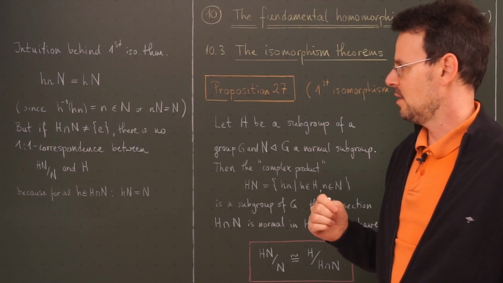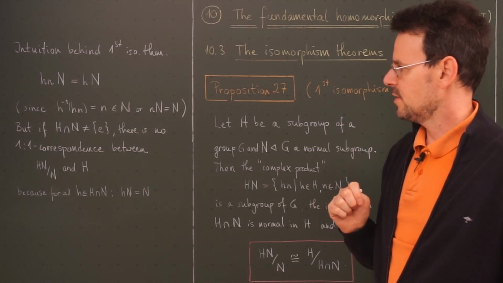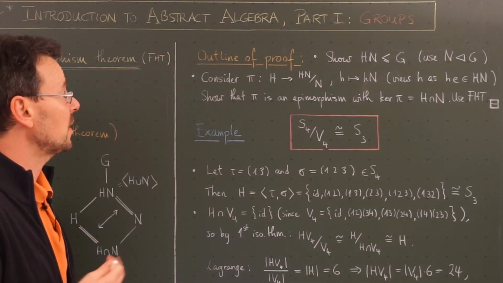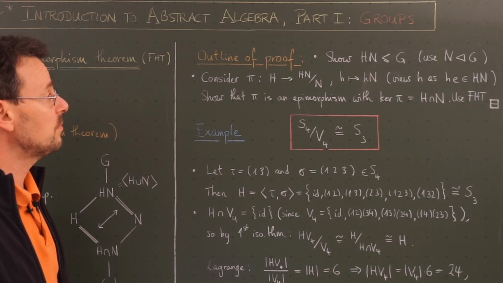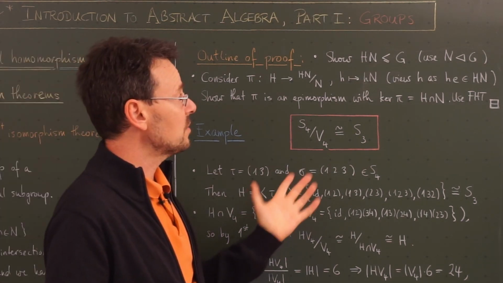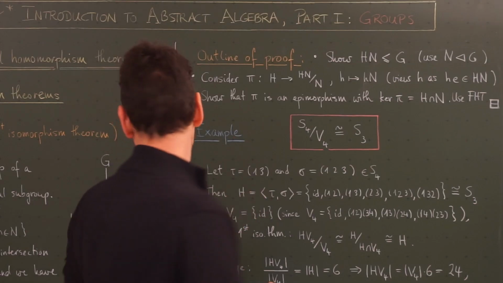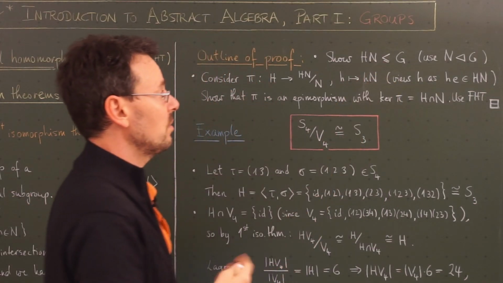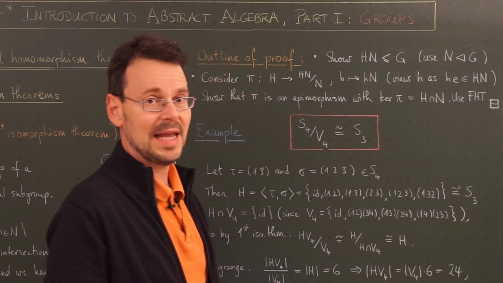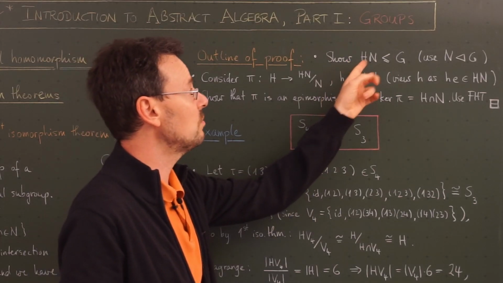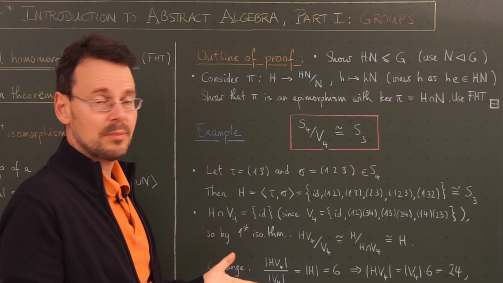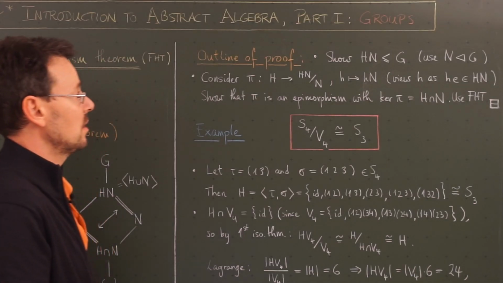That is roughly the idea behind this first isomorphism theorem. Okay, but now let's take a look at the formal proof, or at least we sketch an outline of this proof. This would be an excellent exercise to try to fill in the details yourself. Okay, first of all, you need to show that HN, this complex product here, is indeed a subgroup of G. And as this is not true in general, this relies, of course, on the fact that N is a normal subgroup. So you should try to prove why when N is normal, then this becomes a subgroup, simply using the subgroup criterion and the fact that N is normal.